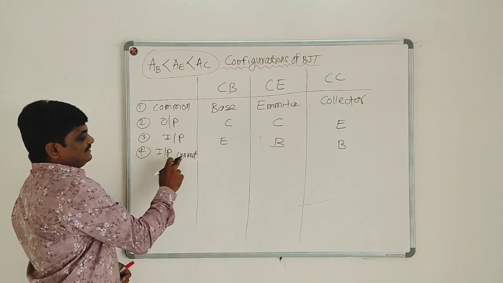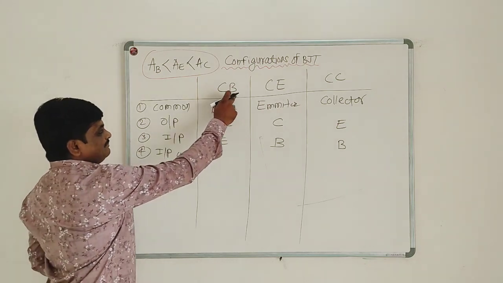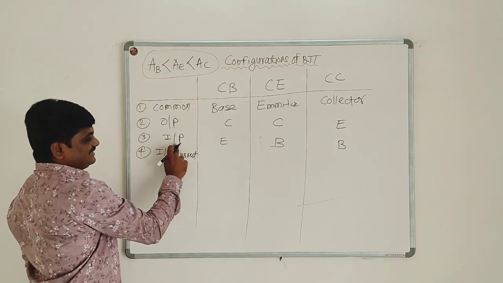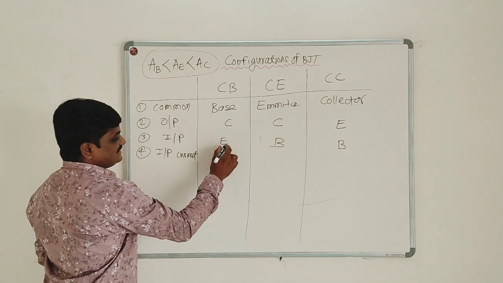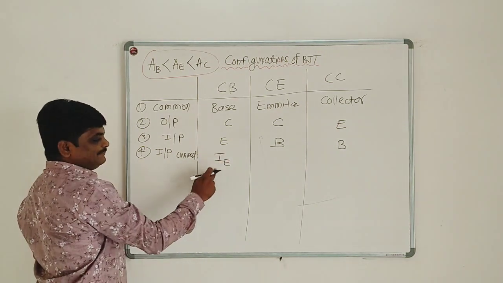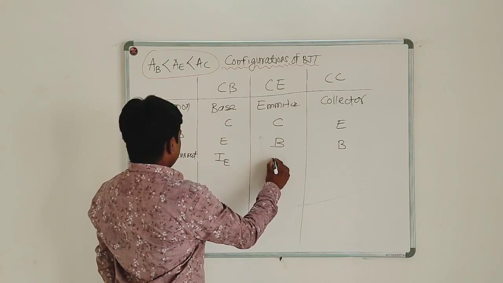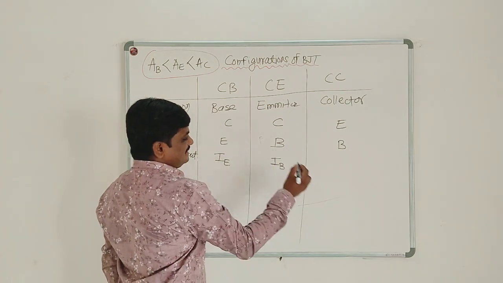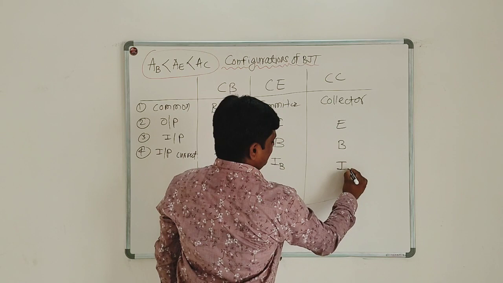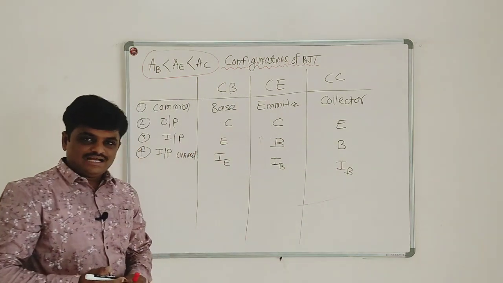Which will be the input current in common base configuration? In common base configuration, the input terminal is the emitter terminal. So that is why the input current is IE. In common emitter configuration, the input current will be IB, and in common collector configuration, it will also be IB.